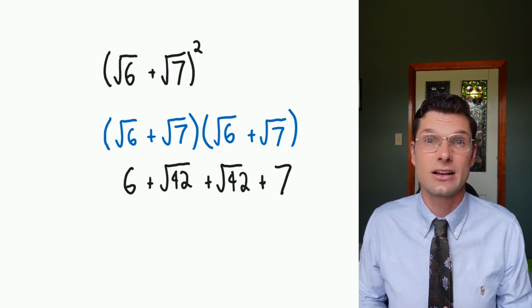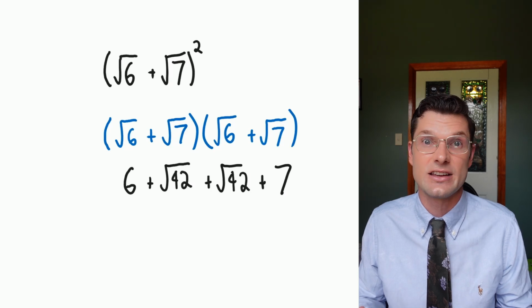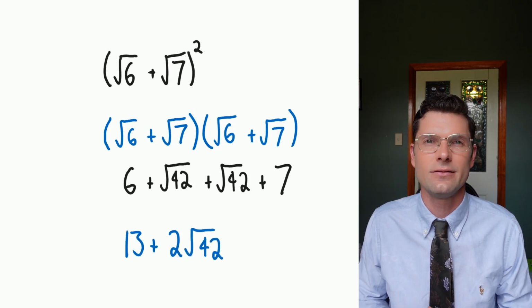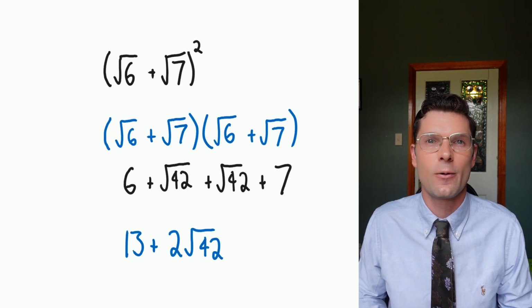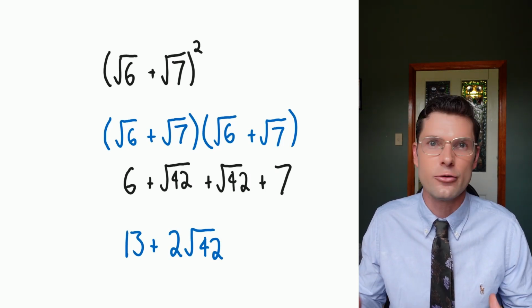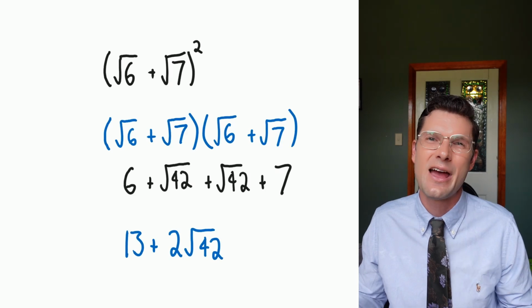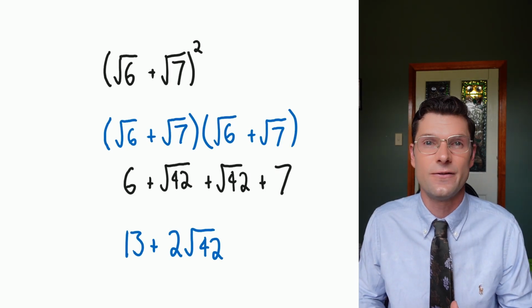Finally, I've got to do my last term, so root 7 times root 7, which is equal to 7. Now I have to collect my like terms. 6 and 7 is just equal to 13, so I can put that up the front. And I have 2 root 42s, so I just write 2 root 42. 42 looks like one of those ones with a square factor. I was searching for a 4 or a 16, but it doesn't fit in, so this is fully simplified.